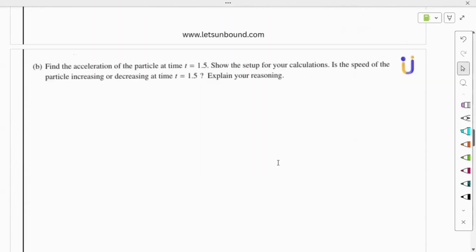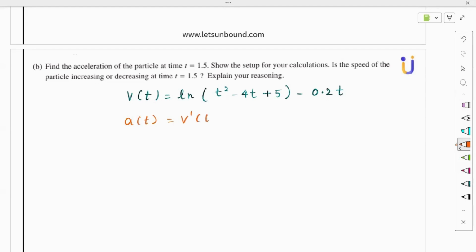Next. Find the acceleration of the particle at time t equal to 1.5. Show the setup for your calculation. Is the speed of the particle increasing or decreasing at time t equal to 1.5? Explain your reasoning. Okay. Acceleration. We have velocity. v of t is ln of t squared minus 4t plus 5, minus 0.2t. How will you find acceleration from velocity? Derivative of velocity is acceleration. So a of t is equal to v prime of t.